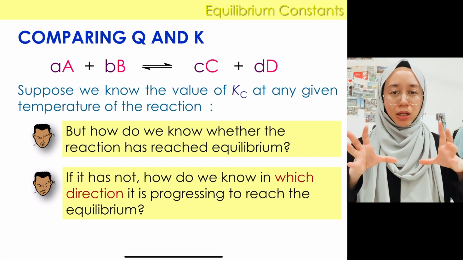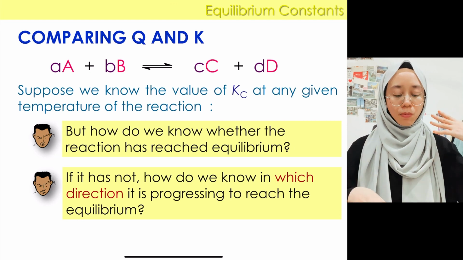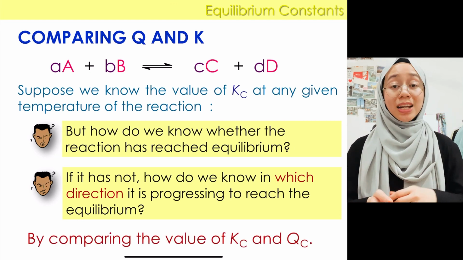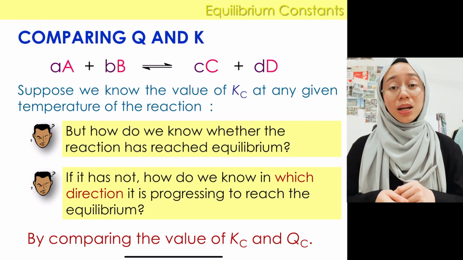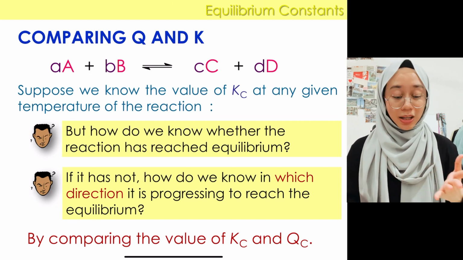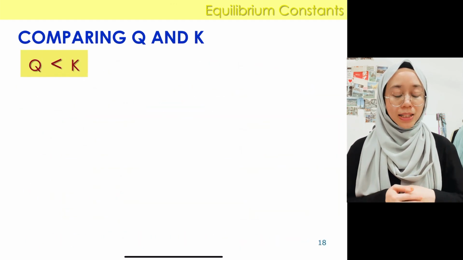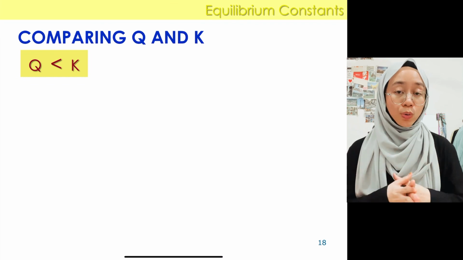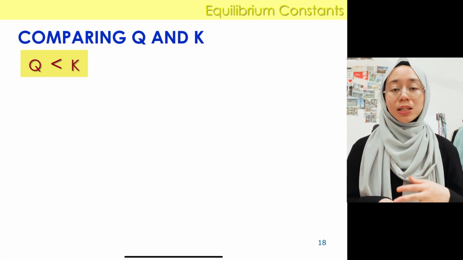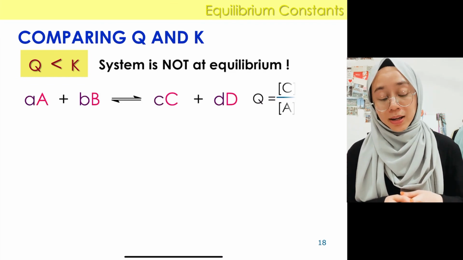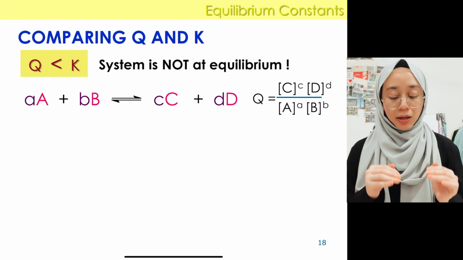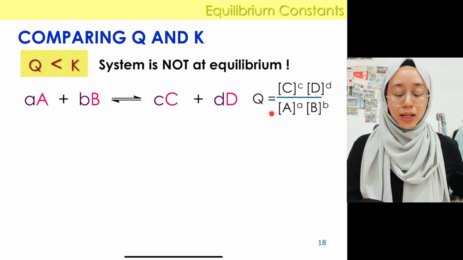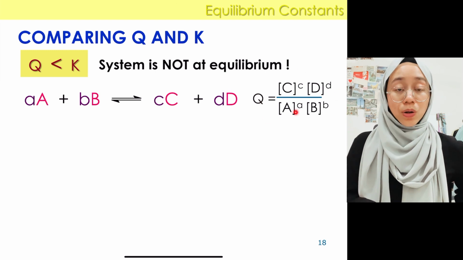So how do we actually do that? By comparing Kc with Qc, or Kp with Qp. So how do we do this? Let's say the value of Q is less than K, meaning the system is not in equilibrium yet. Let's say we have A and B producing C and D here. So if we express the Qc, this is what we get.